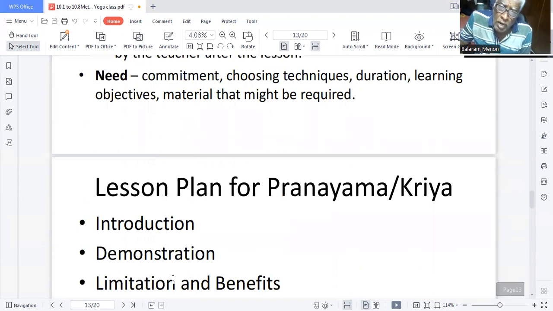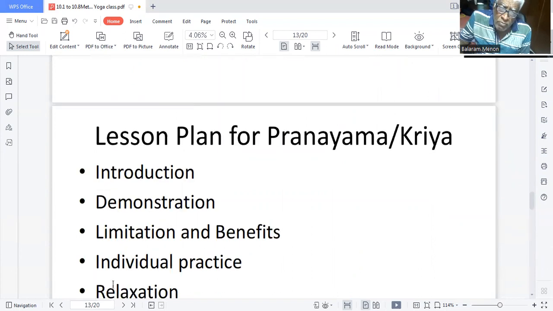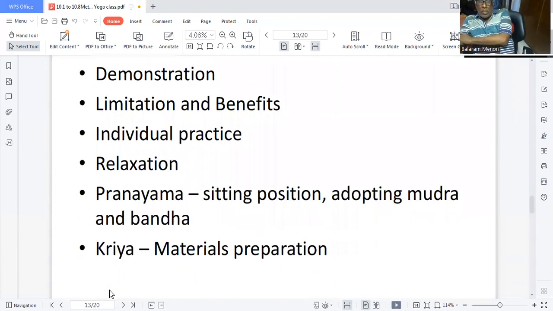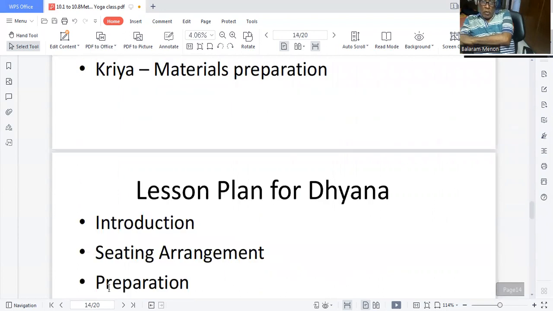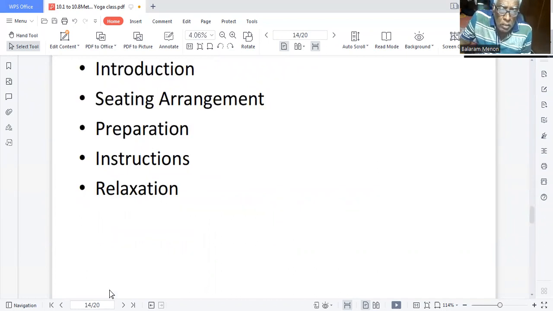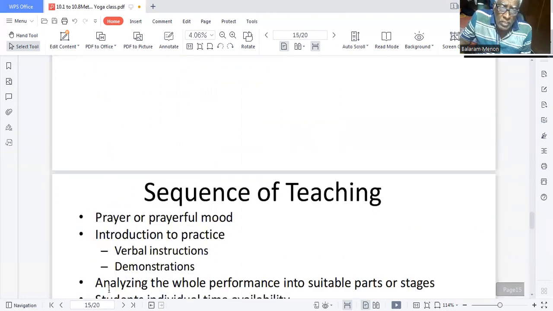Lesson plan for pranayama and kriya: introduction, demonstration, limitations and benefits, individual practice, relaxation, pranayama sitting position, adopting the mudras and bandhas, kriyas, materials preparation. Lesson plan for dhyana: introduction, sitting arrangement, preparation, instructions, relaxation. Sequence of teaching: first, we always start with the prayer.